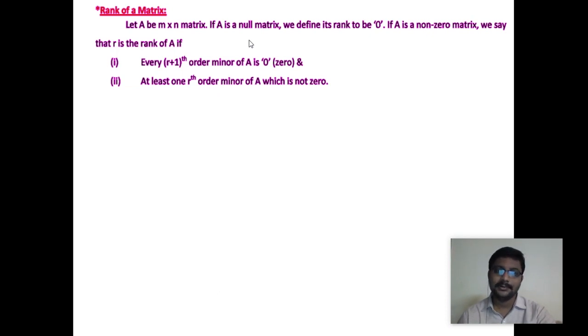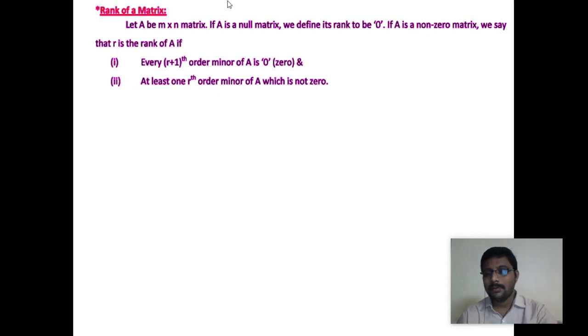And the second one is at least one r-th order minor of A which is not 0. That means suppose rank of A is 4, then fourth order minor of A is not equal to 0. These two conditions must hold for a given matrix A to define the rank of A as r. Small r is the number.